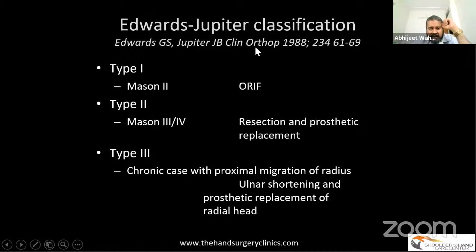Again, referring to the Edwards-Jupiter classification, type 1 is when you have Mason type 1 or type 2, you would perform an open reduction internal fixation of the radius and then assess the DRUJ's instability.